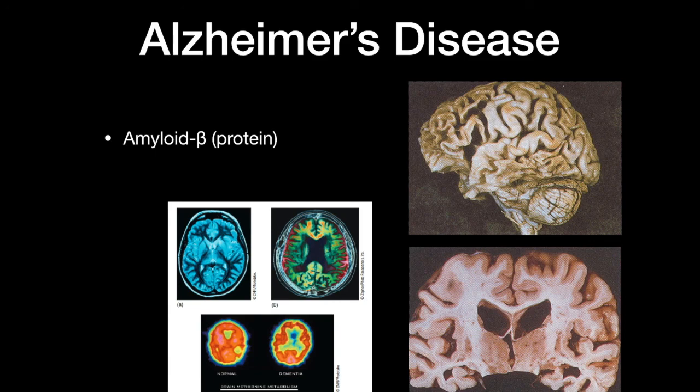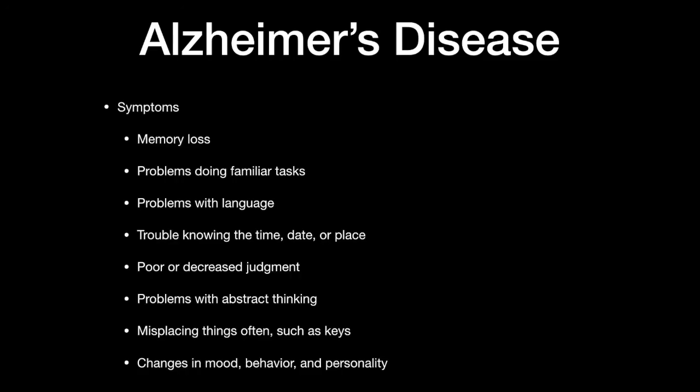Almost all individuals with Down syndrome will develop Alzheimer's disease if they survive into middle age. Genes have less control for late onset Alzheimer's disease, as 50% of patients have no known relatives with the disease. Symptoms of Alzheimer's disease are gradual, continuous, and irreversible. The symptoms include memory loss, problems doing familiar tasks, problems with language, trouble knowing the time, date, or place, poor or decreased judgment, problems with abstract thinking, misplacing things often such as keys, and changes in mood, behavior, and personality.